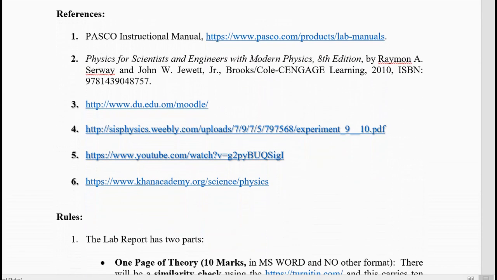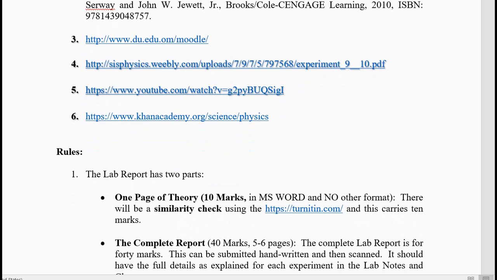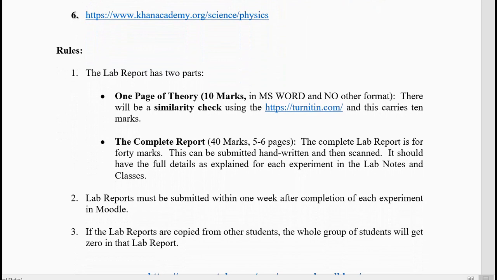Now what are the references? The PASCO manual is your first reference for all your lab work almost all the time. The second reference is a textbook. Third is your Moodle website which has my notes and links to my videos. Fourth, fifth and sixth are very good websites where you can see the videos and other things related to springs.